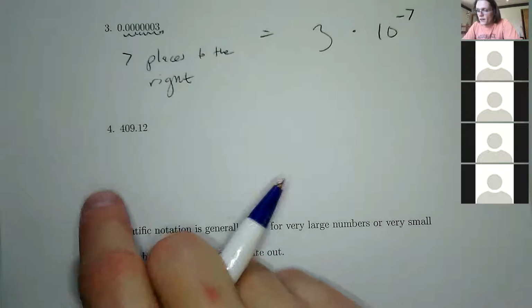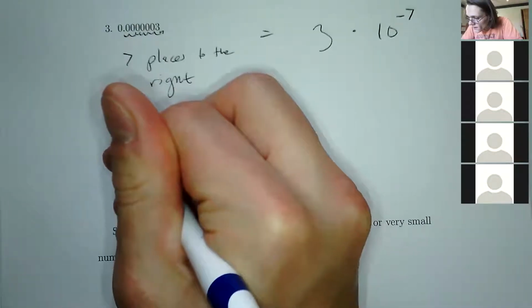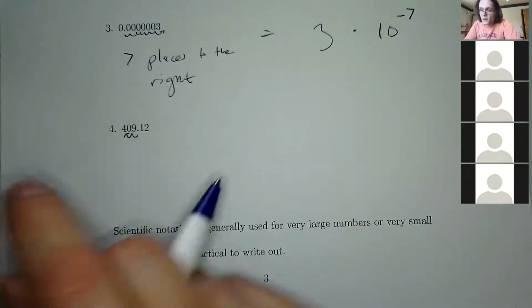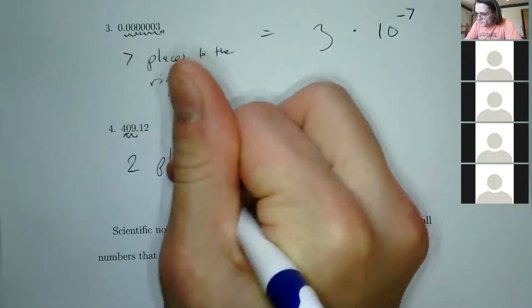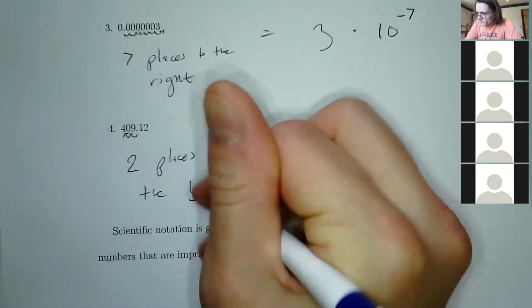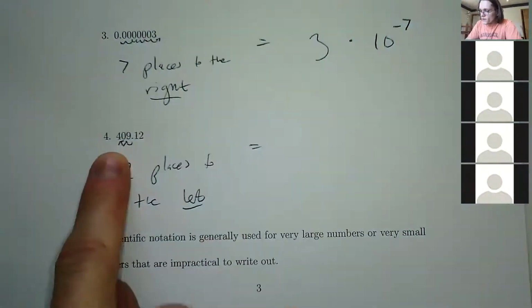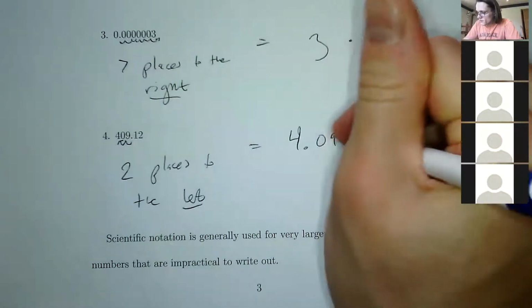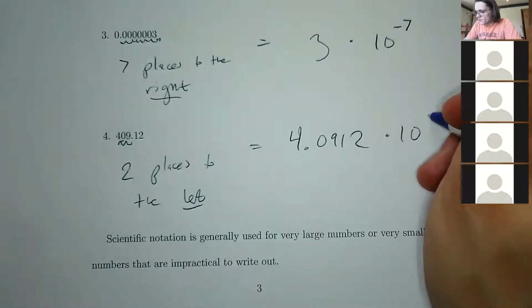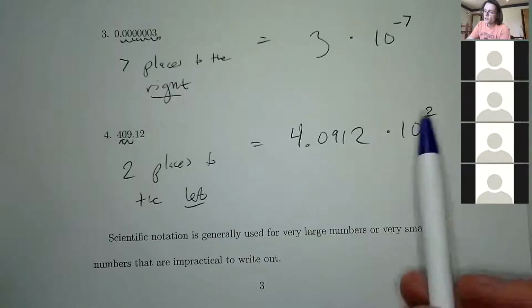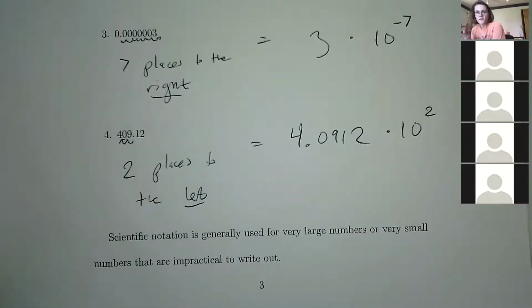So I have 1 and 2. And that puts it right after the 4. So 2 places to the left. And now you're done. You just write it as 4.0912, and then times 10 to the 2, because there's 2 places. All right, and now again, this is my E, the 4.0912, and my B is 2, and all that fits within our definition. My E is between 0 and 10, my B is an integer, and we're fine.